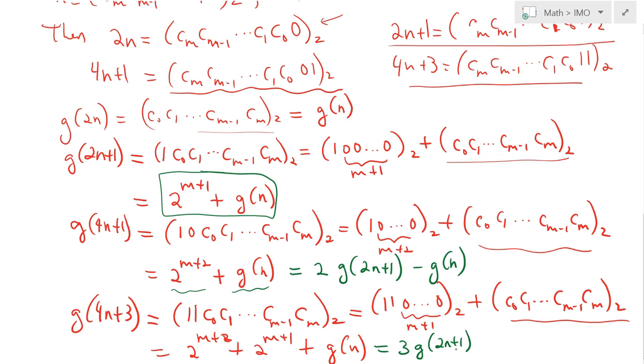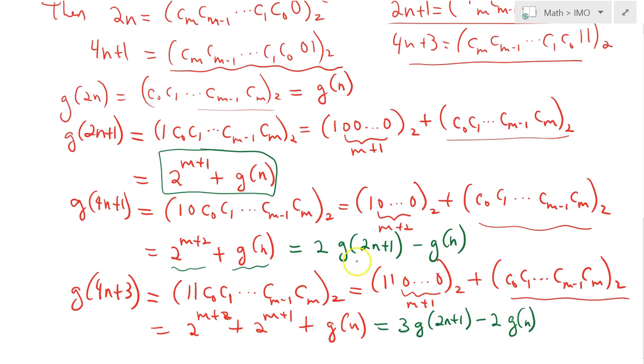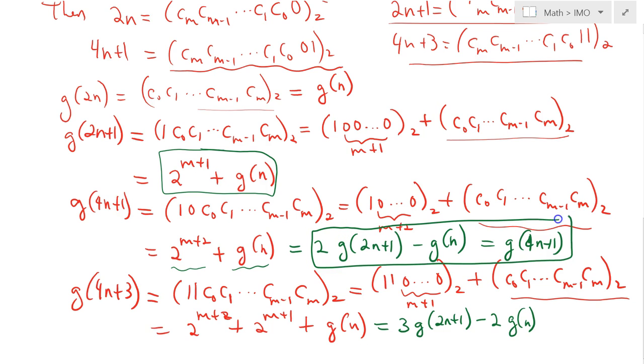So when you multiply it by 2, you will get 2 to the n plus 2, 2g of n, and then a final one will be for 2 to the n plus 1, and then another g of n. So we need to subtract 2g of n. But now, when you compare it with the identities, comparing these expressions, this is the expression for g of 4n plus 1, and this one is the expression for 4n plus 3.